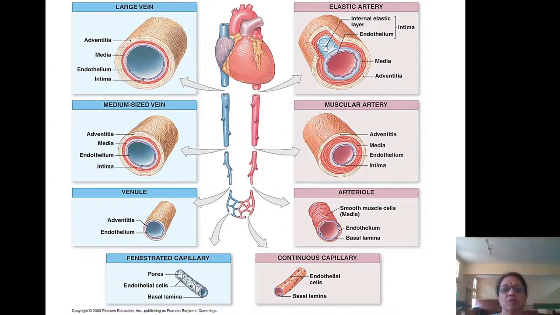So the differences between elastic and muscular arteries, large veins and medium-sized veins, venules and arterioles, fenestrated capillaries and continuous capillaries. I'm sure this is there in one of your books. Please find it in your histology book so you can make out. In the practicals, we will be showing you 4 slides: elastic and muscular artery, large vein and medium-sized vein. And you have to be able to differentiate. Firstly, identify this is vascular tissue. It will be a round section of a tubular structure, right? And secondly, identify which of the 4 it is. That is what you have to do in your practice.